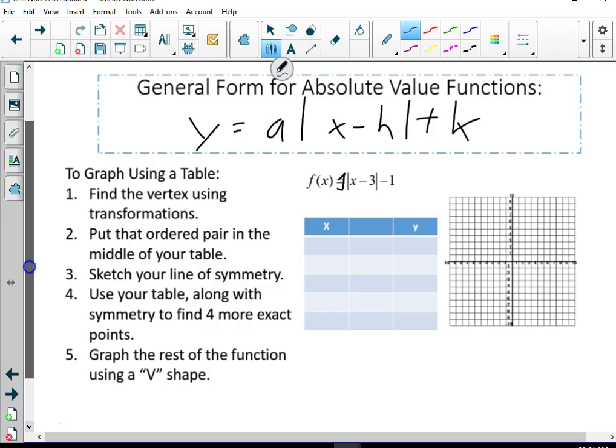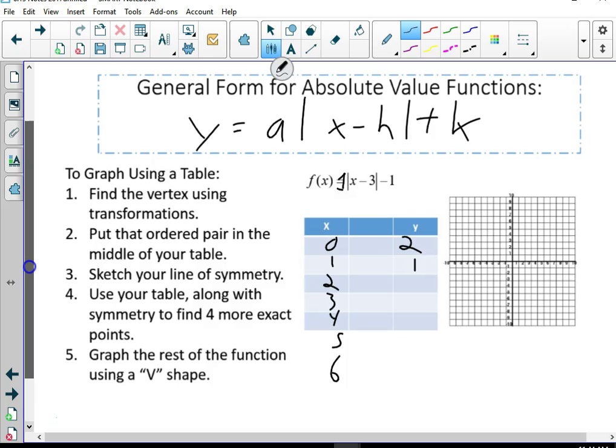Okay, so we're going to put some points in here. 0, 1, 2, 3, 4, let's go up to 6, and a few more. Okay, so we're going to plug these numbers in. So what is 0 minus 3? -3. What's the absolute value of -3? 3, and 3 minus 1 is 2. What's 1 minus 3? -2. Absolute value of that is positive 2. Minus 1 is 1.